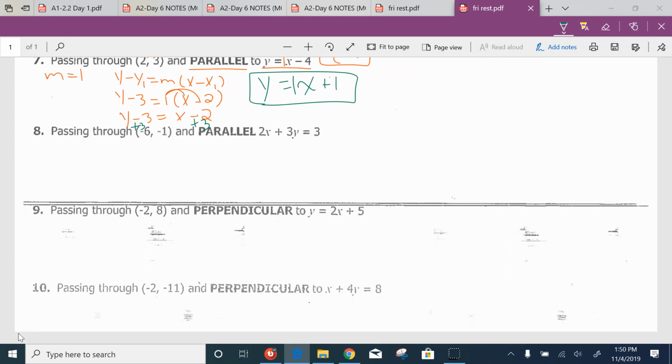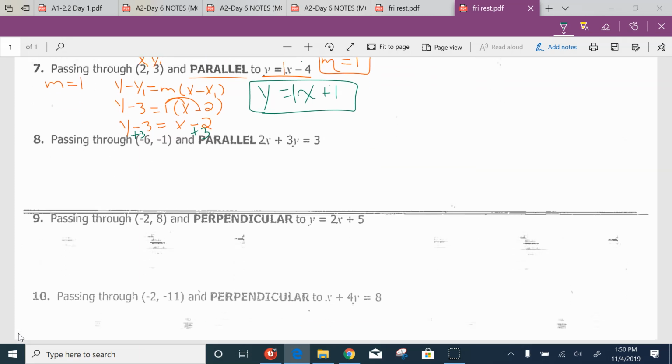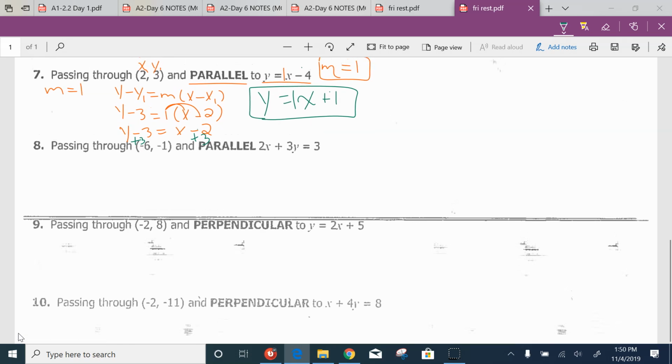Moving on to number 8. Same thing again, but now they give me my equation in standard form. So I have it in ax plus by equals c form. In order to get the slope in standard form, you take the opposite of your a value and you put it over b. In this case, my a value is a positive 2, which will turn to a negative 2, and my b value is the 3 over here. So my slope I'm going to use for a parallel line is negative 2/3.